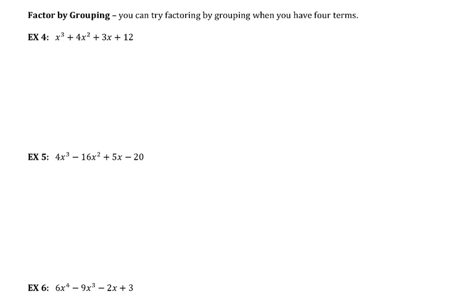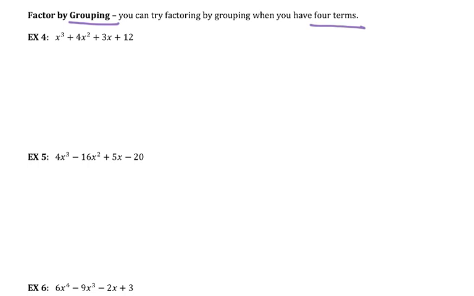So we looked at sum and difference of cubes before, and in order to factor using sum and difference of cubes, the pattern was a cubed plus or minus b cubed. So that means that you only have two terms. When you're factoring by grouping, you have to have four terms. So example 4 here gives us a polynomial with four terms.